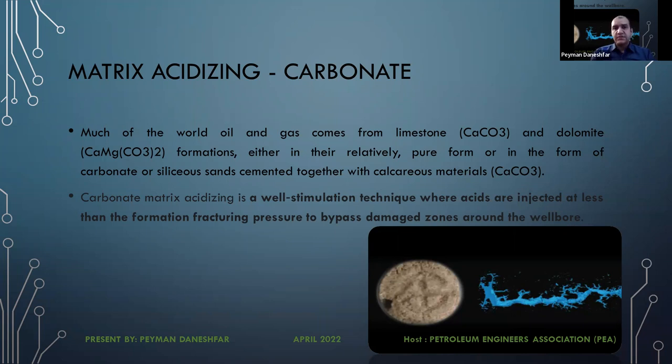Carbonate matrix acidizing is a well stimulation technique where acid is injected at less than the formation fracture pressure, because if we exceed the fracture pressure, we make a fracture. Making a fracture is not always good, because if you want to do fracture acidizing, you should consider all parameters. If you want to do matrix acidizing and you exceed the fracture pressure, you may make a fracture somewhere in the well that we don't want to fracture or acidize. So it leads to a bad acidizing, and maybe the well will be damaged, will be dead, will be shut.